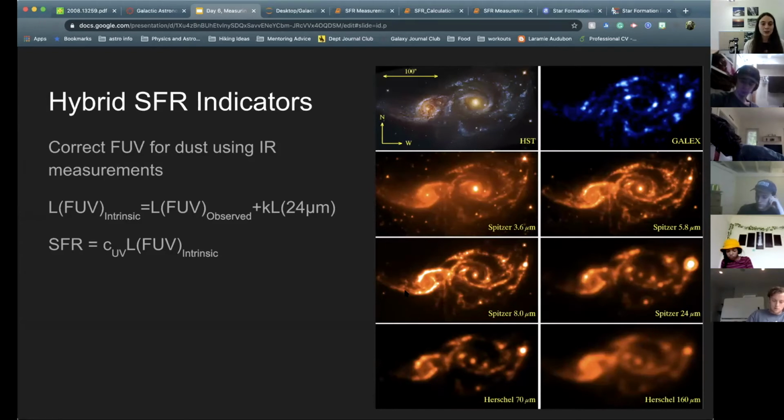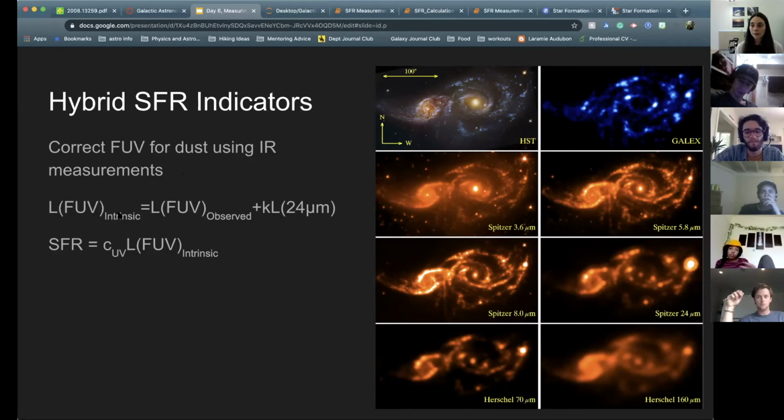We'll correct the FUV for dust absorption by using IR measurements as well. So often what you'll see used for your star formation rate indicator will look something like this. We'll take our observed FUV light, we'll correct it by adding the 24 micron or some other infrared indicator, often 24 micron, multiplied by some factor to get an intrinsic FUV flux.